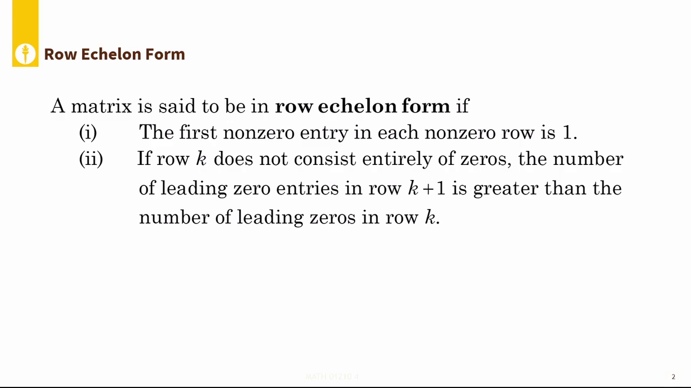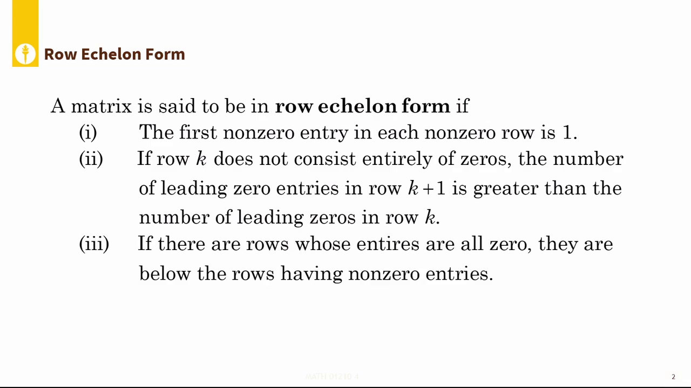This just means that there are no non-zero entries below a leading 1. And if there are rows whose entries are all 0, they are below the rows having non-zero entries. So all of your 0 rows occur at the bottom of your matrix. This is row echelon form.